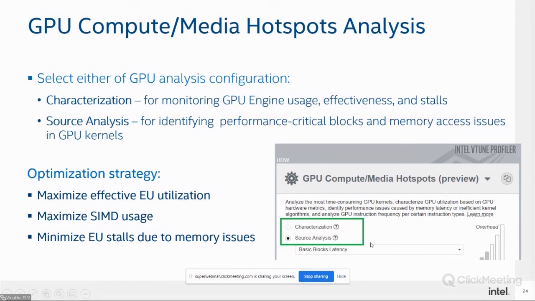Whenever you run this compute media hotspot analysis, you can choose either of these configurations, characterization or source analysis. As I said earlier, the optimization strategy here is that you will have to maximize effective execution unit utilization, maximize the SIMD utilization, and minimize the stalls due to memory issues. This should be your optimization strategy for the GPU application.